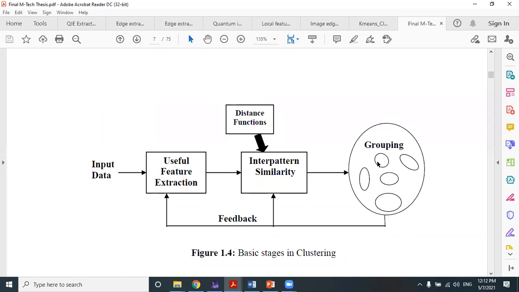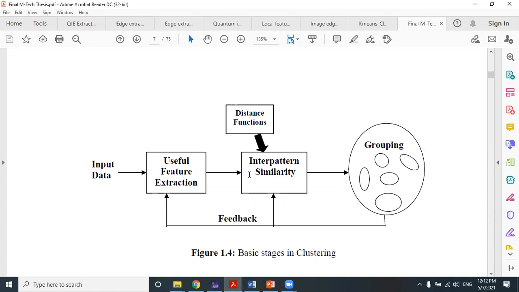Now, based on this grouping, a feedback path should be there. That means this grouping process will be continued until no more input data exists. I'm going to show you in more detail while we discuss some of the clustering algorithms, how this grouping process is actually done in clustering.